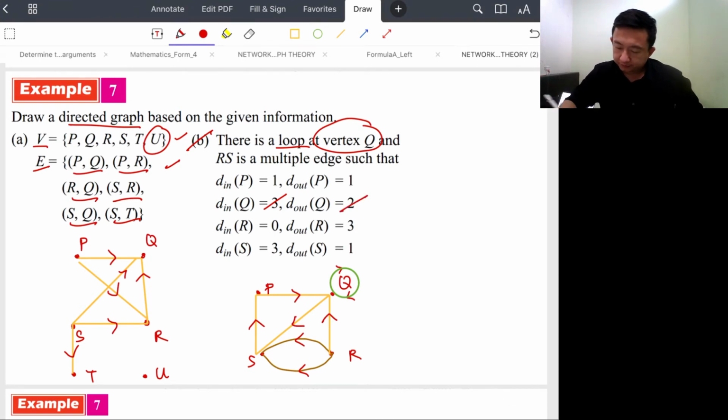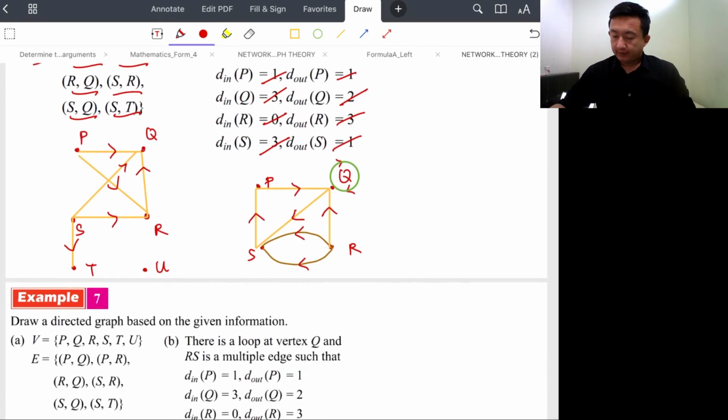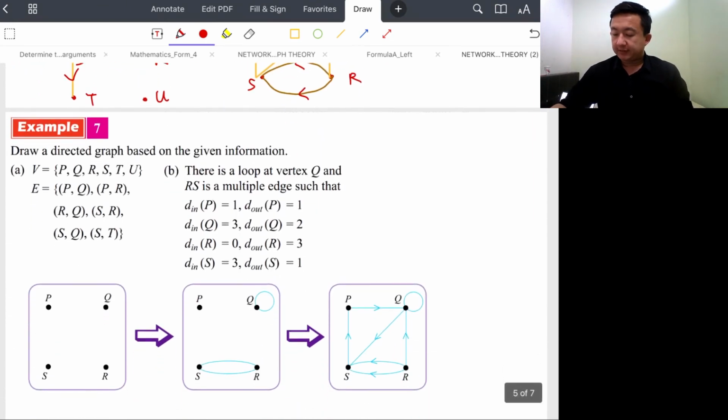For R, settle. For S, settle. 1 in, 1 out. For S, 3 in, 1 out. Oh, just nice. Okay, so this is the answer. You just have to try, no choice. Okay. This is the model answer for you.